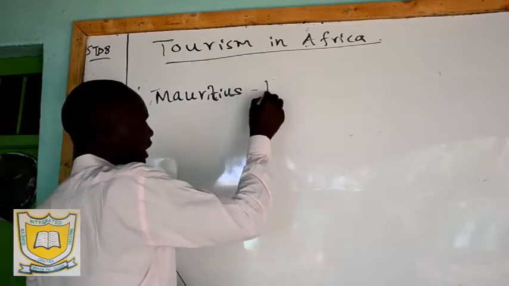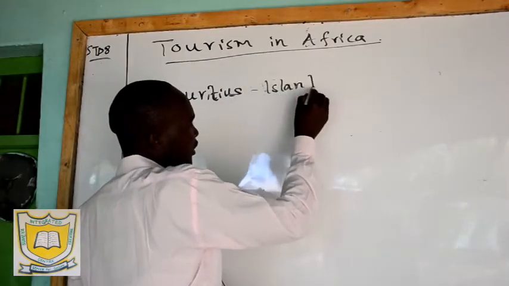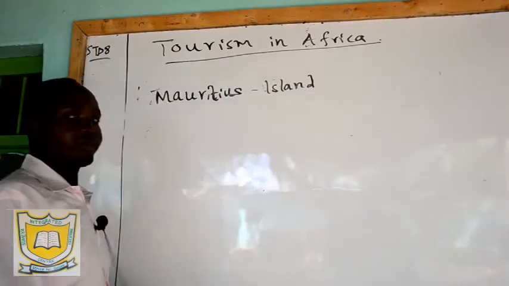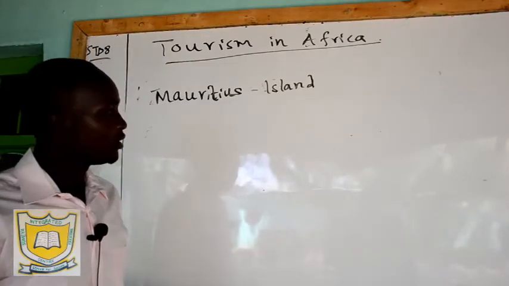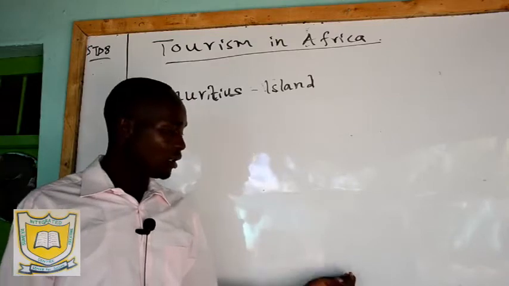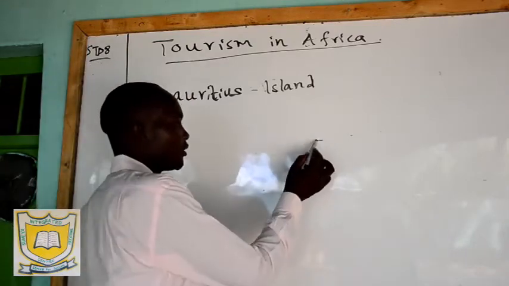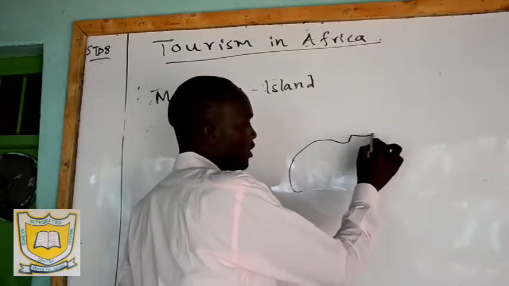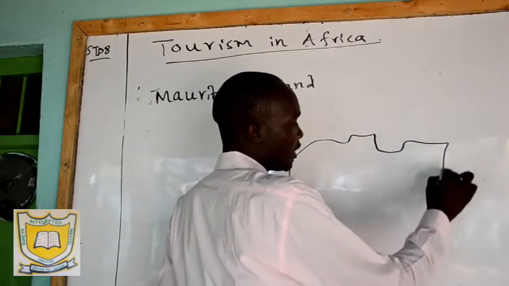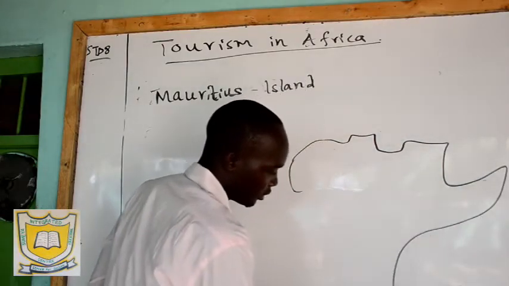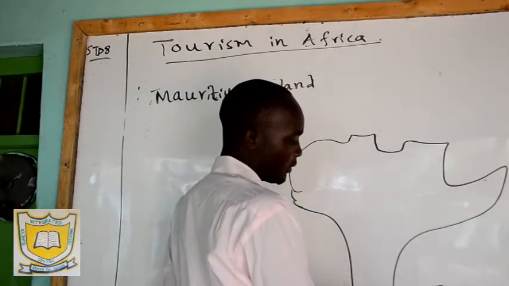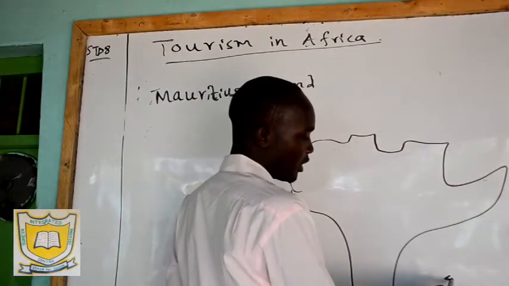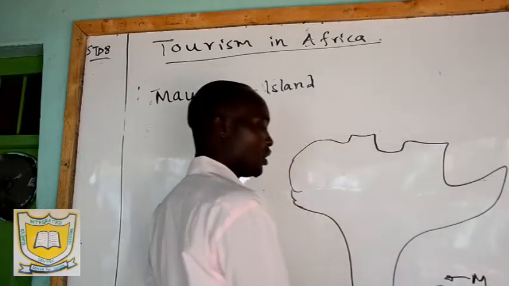Mauritius is an island found in the Indian Ocean, just at the north of Madagascar. Madagascar is one of the largest islands in Africa. So if I may sketch the map of Africa, it's something like this. This is Madagascar, then Mauritius is somewhere here. So this is Mauritius.